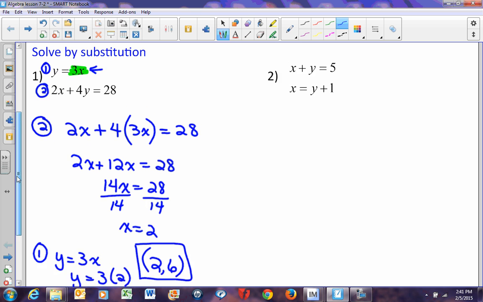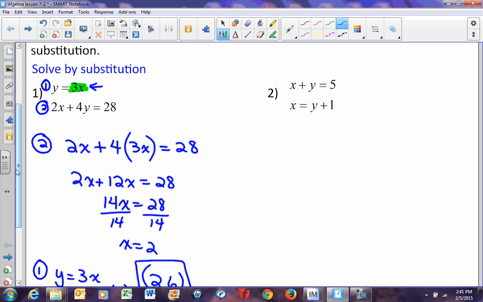Now I should probably check and make sure I'm right. To do that, all I have to do is plug (2, 6) back into the original equations and see if it makes a true statement for both of them. So if I plug in (2, 6), I have 6 equals 3 times 2. That checks, because 6 definitely equals 6. Here, 2 times 2 plus 4 times 6 is supposed to equal 28. Well, 4 plus 24 is 28. That checks as well. So (2, 6) is a legitimate solution to this system of equations. Solved much faster than graphing.